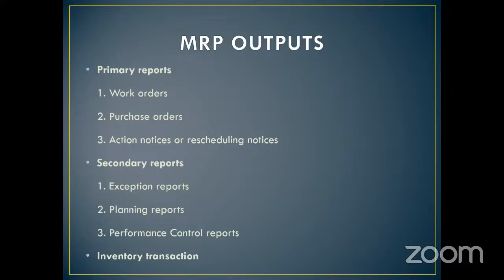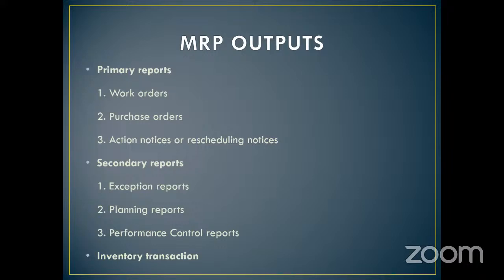Output, in the sense, in case of output, what you find are the primary reports, the secondary reports, or the inventory transactions. And of those outputs, let's start with primary reports. These primary reports are like your work orders, purchase orders, action notices, or the reschedule notices. These are the prime requirements of MRP in case of your output. Work order, purchase order, and the action notices, or the reschedule notices.